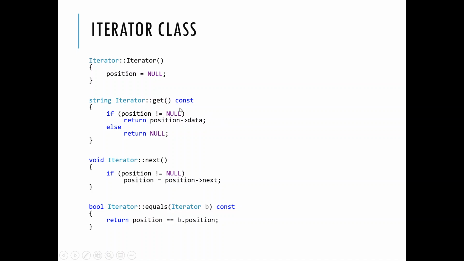The position is the node that I'm looking at. I can get the next. So if the position is not currently equal to null, I go position next, so just move it one step over. And I can check to see if two things are equal to each other by saying, is this position equal to this other iterator's position?